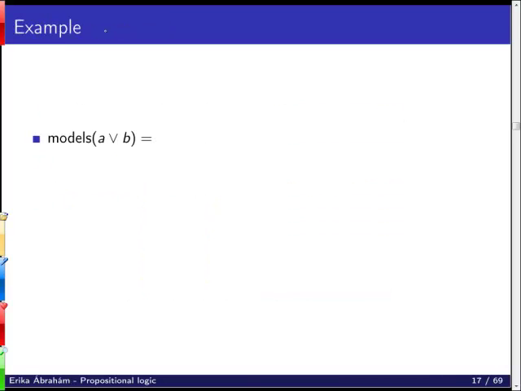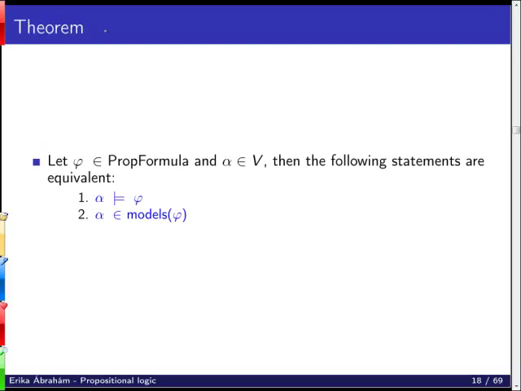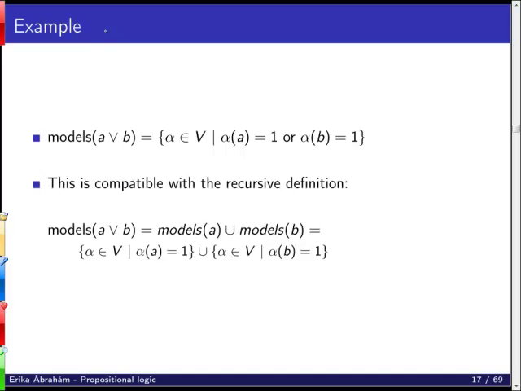Good. An example. If you want to have the models of A or B, then basically it is defined to be the set of those where both are satisfied. And this is compatible with our recursive definition we just gave. So if I want to build the models of A or B, then these are models of A union the models of B. That means those valuations for which A is true, union those valuations for which B is true, and then I can directly go to this set.